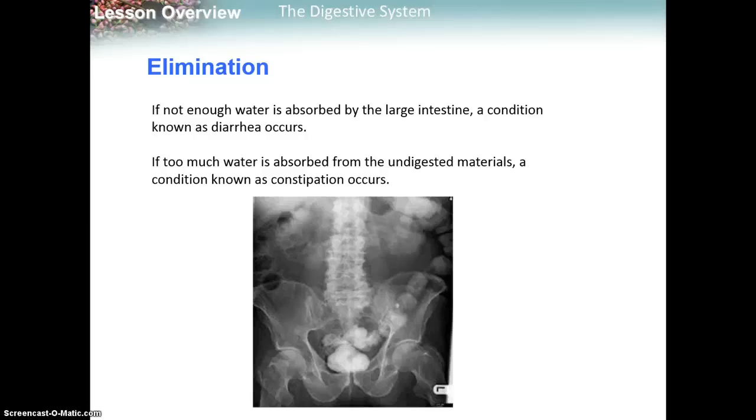The opposite would be constipation. When too much water is absorbed from your undigested material, that's when you're constipated. Kind of a hard bowel movement there. So here's actually an x-ray of a person that's constipated. This big, large mass of undigested material, or feces, that's ready to be eliminated, is going to cause some hurt there. So drink lots of water to keep yourself from being constipated, and eat a high fiber diet to prevent this from happening.